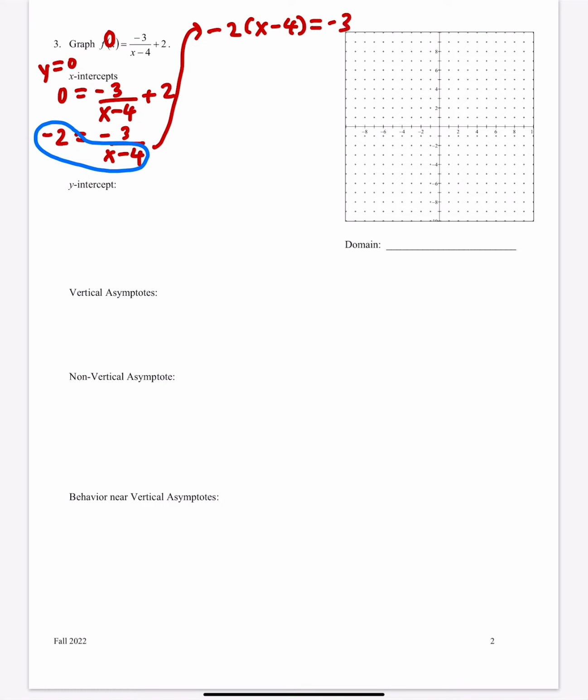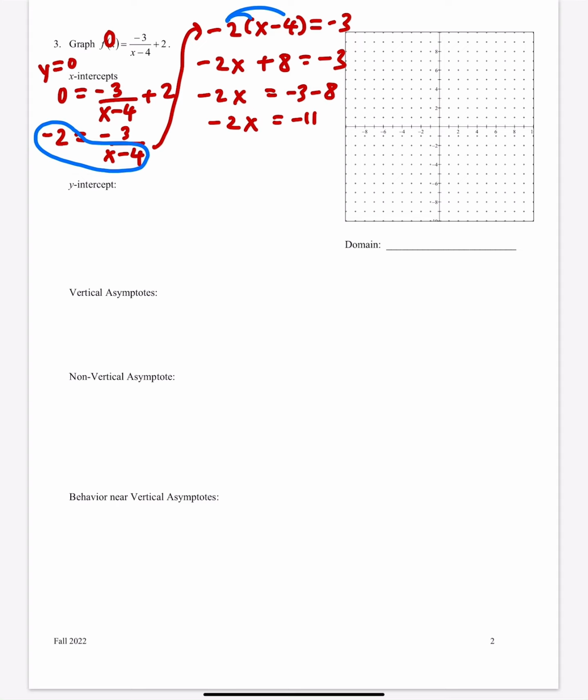After that, we distribute the negative 2. So we have negative 2x. Negative 2 times negative 4 is positive 8. And we are left with that. So now there's several options. We can subtract 8 from both sides. So we have, in this example, negative 2x is equal to negative 3 minus 8. Negative 3 minus 8 is going to be negative 11.